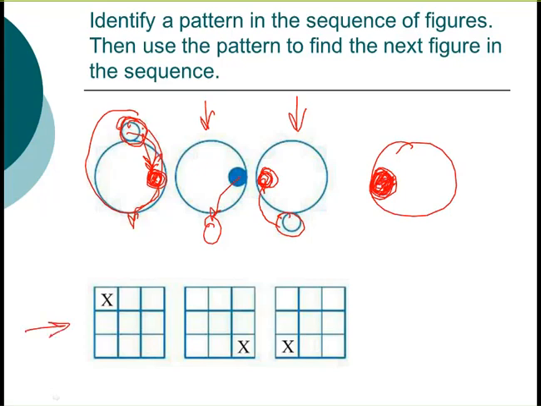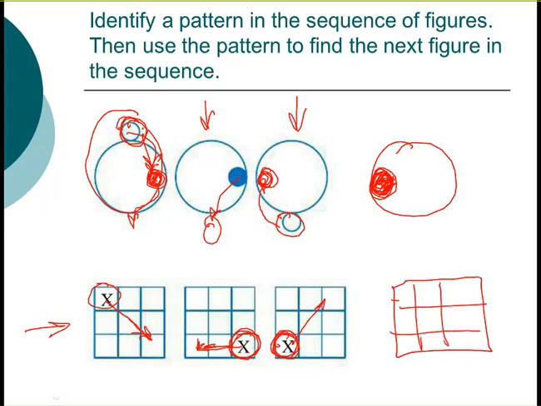So take a look down here. I've got an X in this top left corner, and it jumps down to the bottom right. How'd I go there? Looks like it went straight diagonal. Then it goes from this bottom corner straight into this box to be right here. So my imagination says it goes diagonal, then it shifts across. So the next step would be diagonal, and then across. So my guess would be that the next one would look like this.